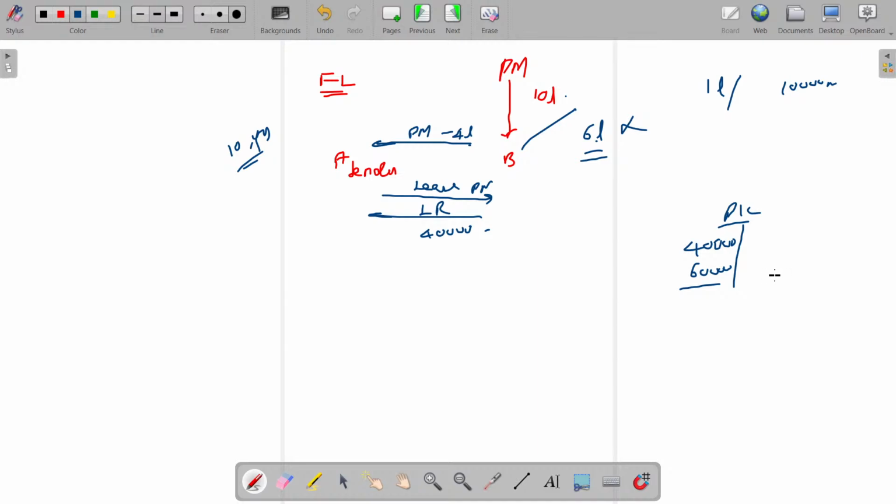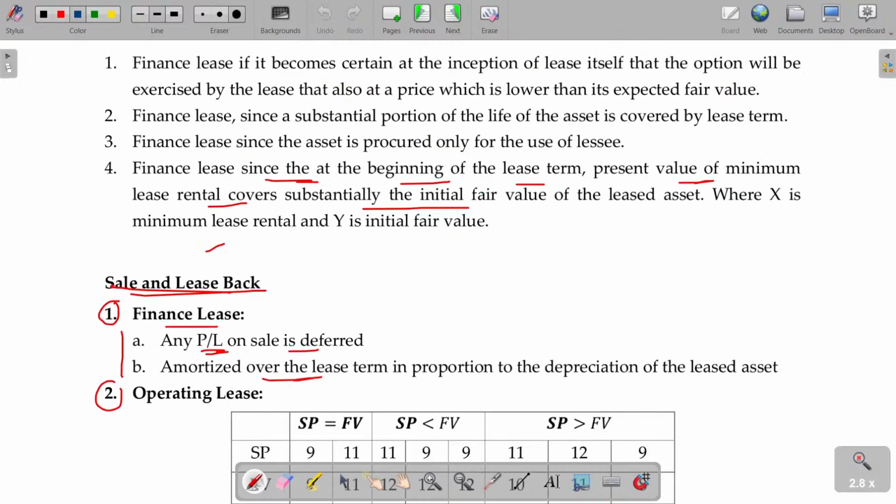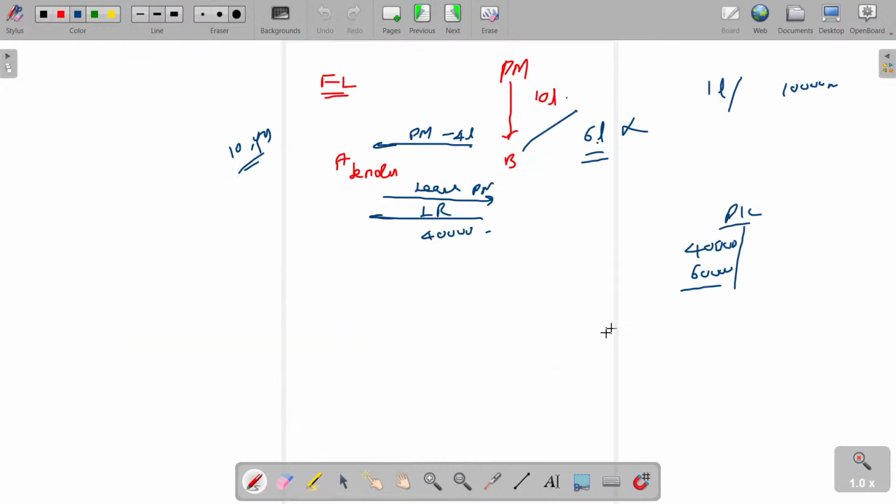That can be amortized over the tenure. Any profit or loss on sale of asset is deferred and amortized over the lease term in proportion to the depreciation on the leased asset. Okay, how do you depreciate this 10 lakhs? The same way, this profit and loss is also depreciated over the tenure in case of finance lease.